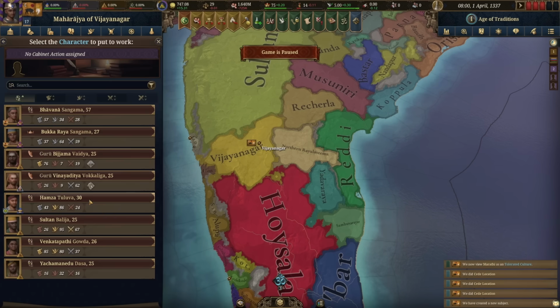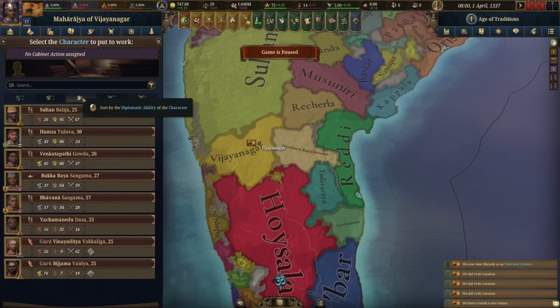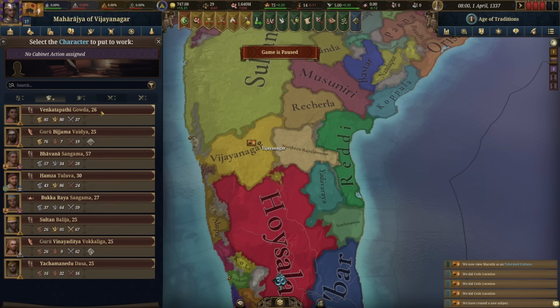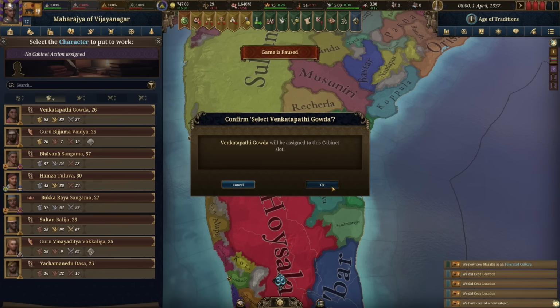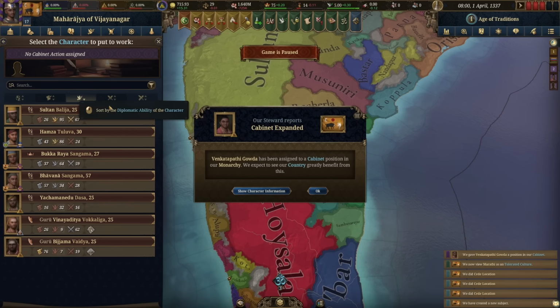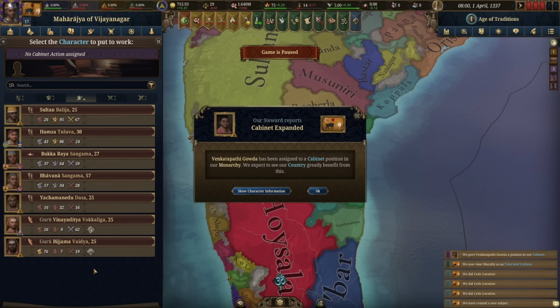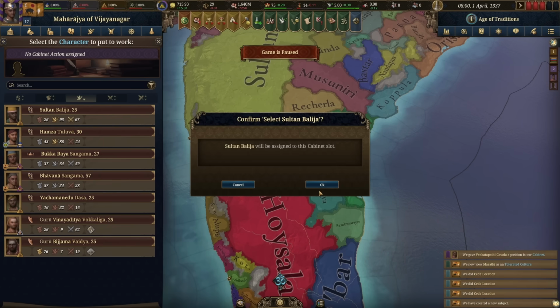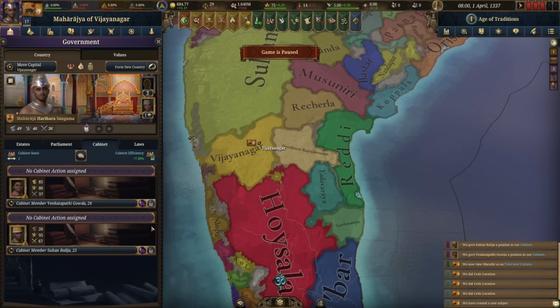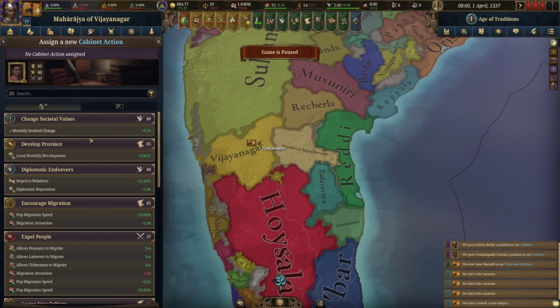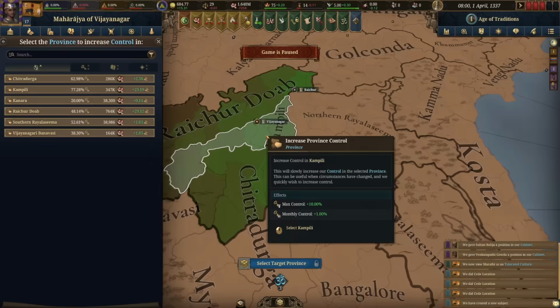So we're going to go ahead and appoint 2 cabinet ministers. We're going to need a very administrative and diplomatic person. Okay, we have some excellent candidates for both. We're going to select this gentleman as our administrator, and then this gentleman as our diplomat. Just keep an eye on some of these traits. There are some that have plus 25% cabinet efficiency, and those do actually apply. We don't have any here. I believe the gurus have it. Nevertheless, we're going to set this person to increase control inside of our capital.